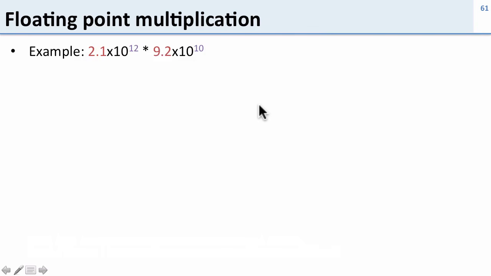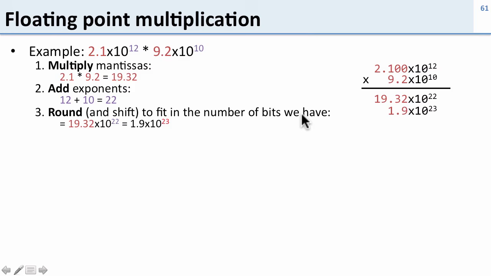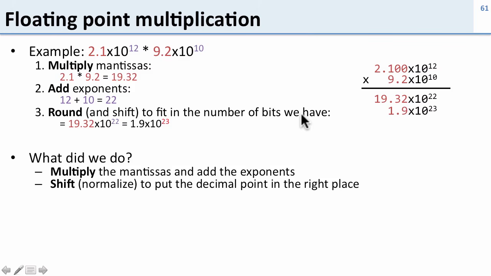How do you do floating point multiplication? So here's the example we want to look at. 2.1 times 10 to the 12th times 9.2 times 10 to the 10th, same as before. So we simply multiply the mantissas, add the exponents, and round the number. So much simpler. Have the two values here. We don't need to adjust the mantissas because we're multiplying. We do the multiplication and do an addition, and then we round it. So multiply, shift, and round.